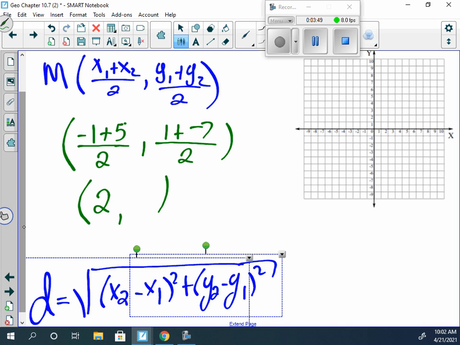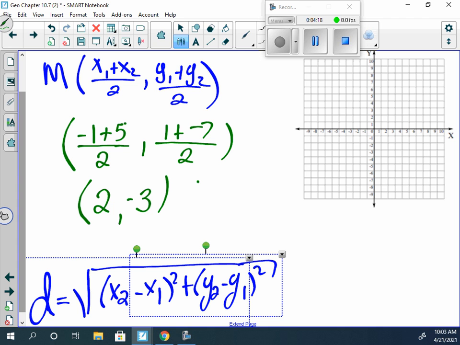We can plug that into a calculator. We can hit the fraction key and say -1 plus 5 over 2, hit enter, and it'll tell us that it is 2. We can do the same thing for our y value, doing 1 plus -7 divided by 2, and we'll see that it is -3. Because 1 plus -7, or 1 minus 7, is -6, and -6 divided by 2 is -3. So we get the point 2, -3.